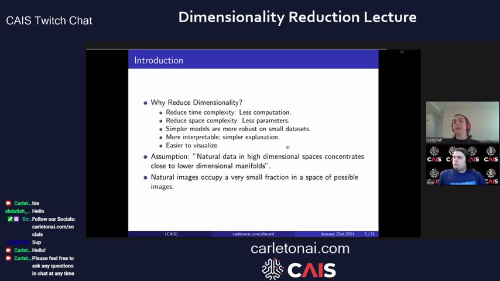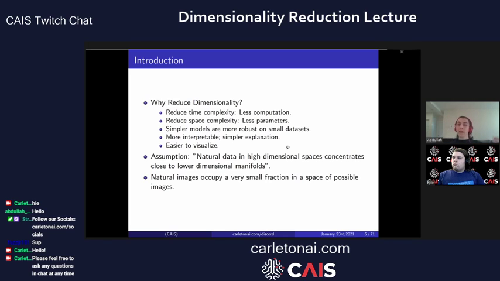So why would we want to reduce the dimensionality of a problem? Well, there are multiple advantages that we gain by doing that. The most basic ones is, well, if you have less features, if the dimensionality is lower, then the time complexity is going to be reduced because you have less computation. The space complexity is going to be reduced because there are less parameters for the model to learn. Also, simpler models tend to be very robust on small data sets. And when you have less features, it is much easier to interpret your model. It's much easier to have an easy explanation. It is easier to visualize the data, right?